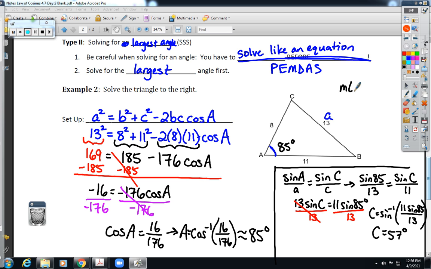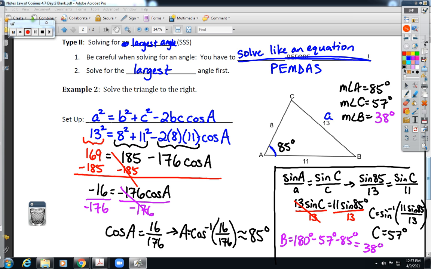So we had angle A was 85 degrees. Angle C is 57 degrees. And that leaves angle B, which, since we know the other two angles, all we have to do is take those two angles and subtract them from 180 degrees. So angle B would be 180 minus 57 minus 85, or 38 degrees. And that finishes solving that problem. I'll make an additional video with the remaining two examples from the notes, but that gives us a good background on what we need to be able to do.